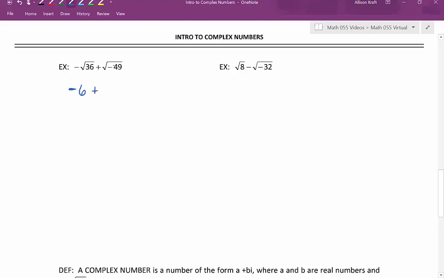Plus. In the next term in this example, the negative is underneath the radical. So that tells me that we are going to have an i, and then the square root of 49. We want to simplify the square root of 49. It's a perfect square, it's 7. We end up with -6 plus 7i.